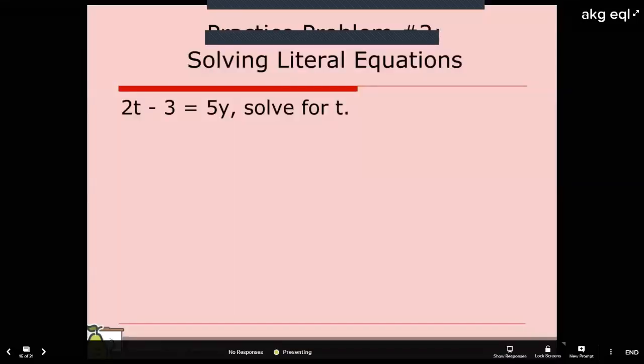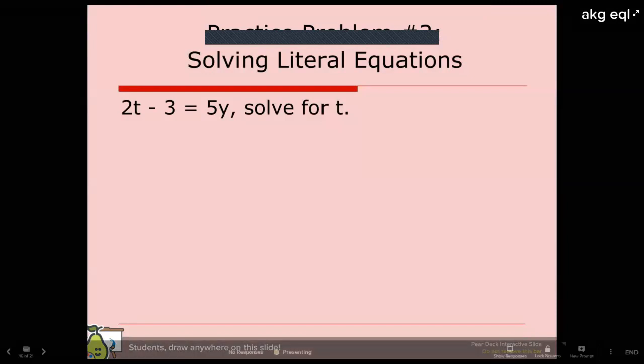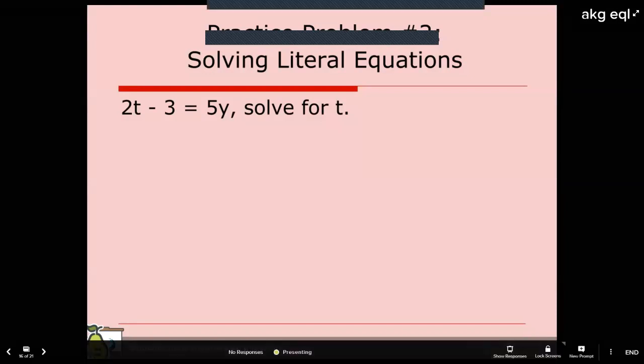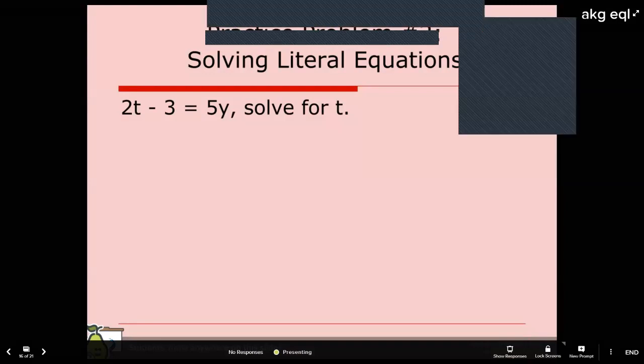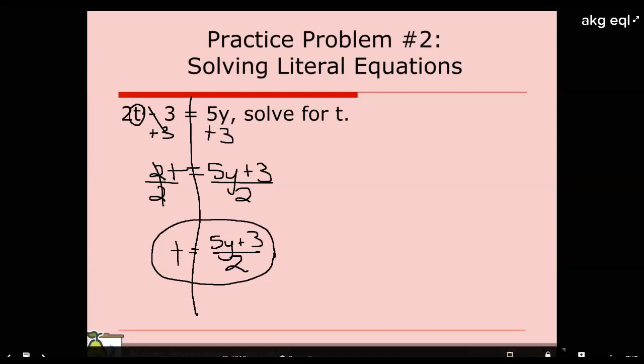All right, so you guys are going to try one. So 2t minus 3 equals 5y, and you're solving for t. I'll give you a few minutes to go ahead and give that a try, and then we will go over it. And yeah, so this would be the solution for this. Does anyone have any questions? Okay.